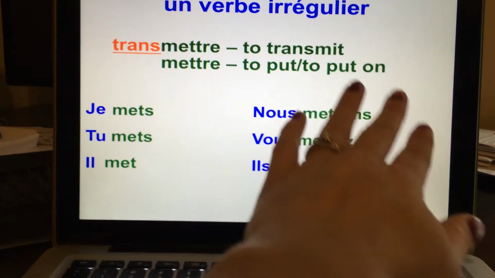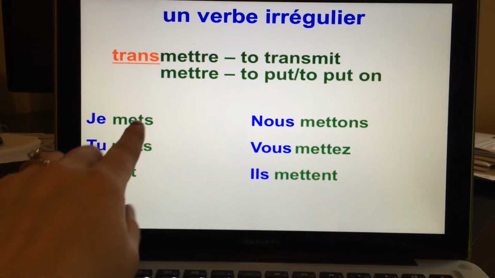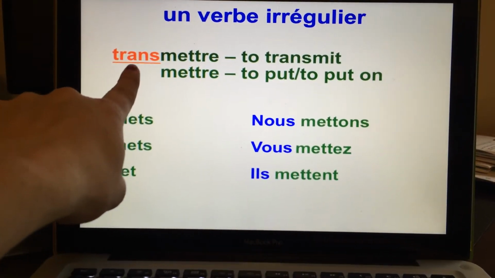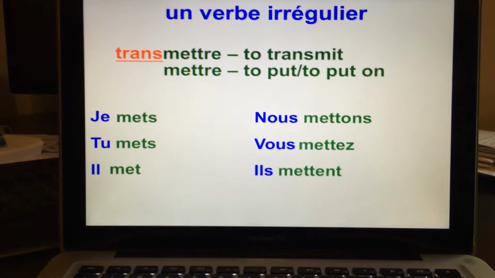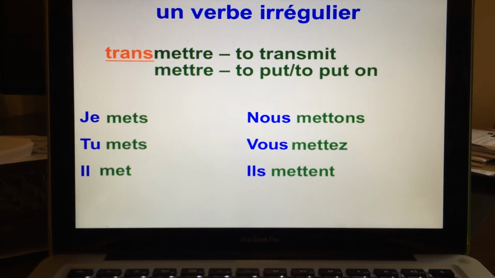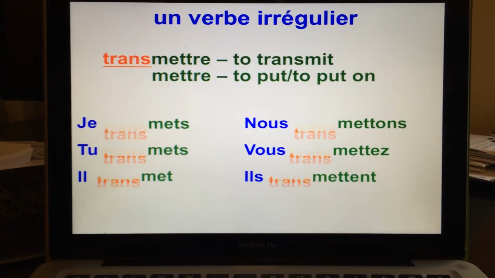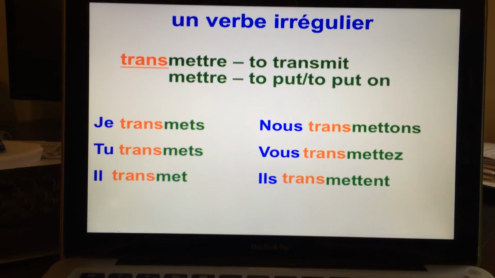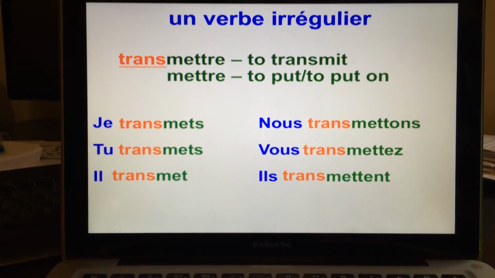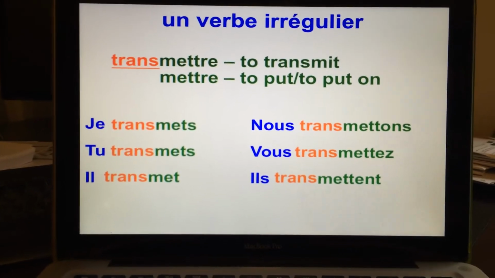So I would like you to copy down the table of mettre here, and then right above mettre, you can just put transmettre, to transmit, just like that, okay? I am going to go ahead and show you the conjugations of transmettre, though. They are je transmets, tu transmets, il transmet, nous transmettons, vous transmettez, and ils transmettent, all right?